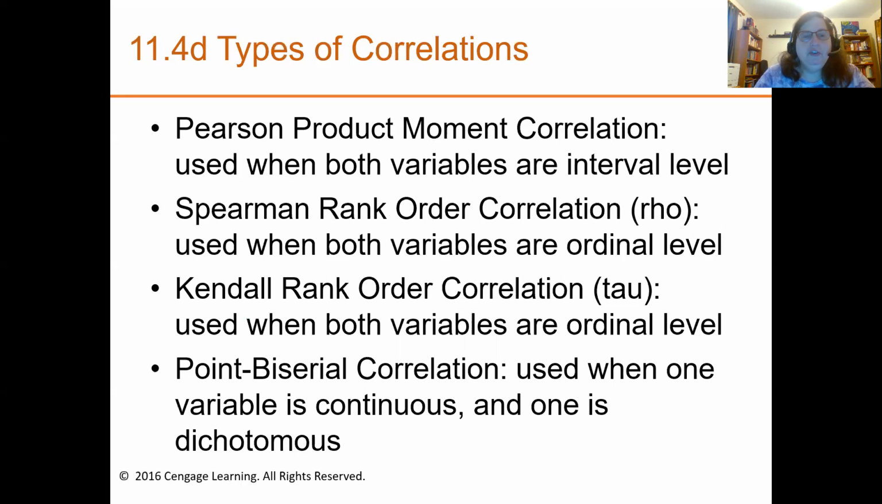And a point biserial correlation is used when one variable is continuous and one is dichotomous. So one variable tends to be interval or ratio and the other one just has 2 levels. Okay. All right.